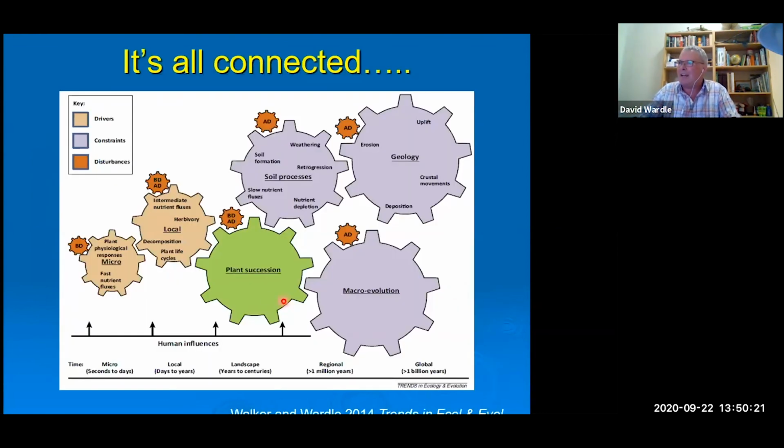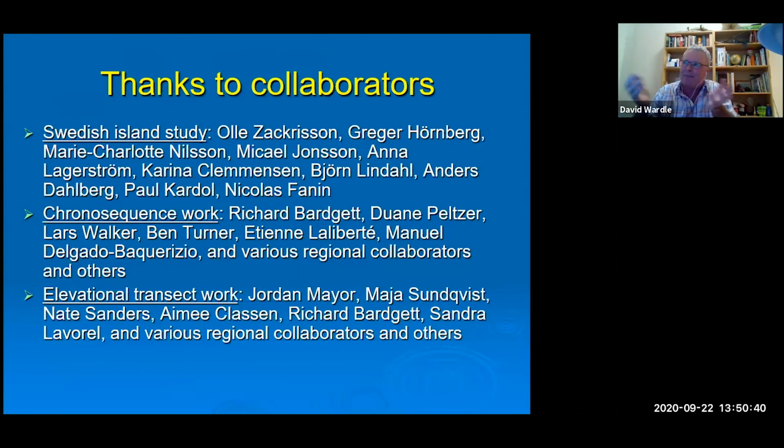Here's the diagram I started off with. We look at processes here, but we can generate a lot of insights by these sorts of studies in terms of what happens in vegetation change, soil processes, and geology, and such like. And on this note, I'd like to just finish by thanking the various collaborators and colleagues who have contributed to the data and ideas that I have given in this presentation.